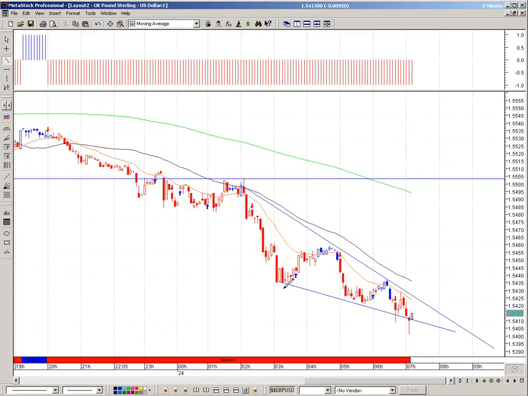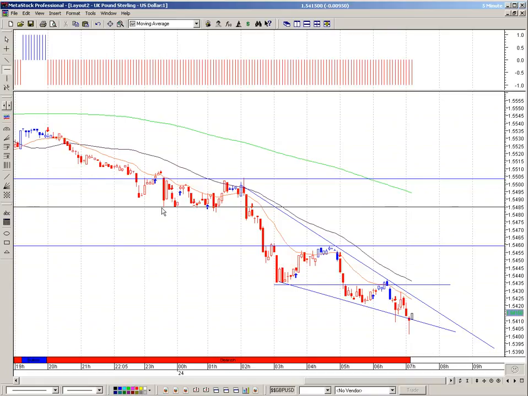higher than this level here, then we could see it rally further to 1546 and ultimately back to that breakout area, roughly around the 1548, which will be the 200 period moving average.